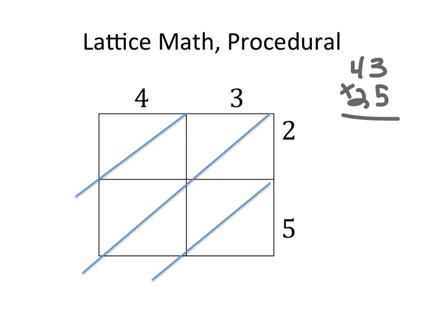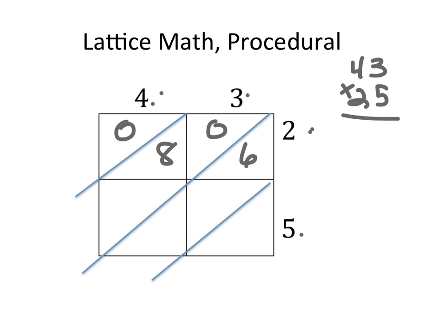And the nice thing about this method is that students can really start anywhere. They can multiply in any order as long as they put things in the right places. So I'm going to start by taking this 4 times 2. 4 times 2 is 8. 3 times 2 is 6.